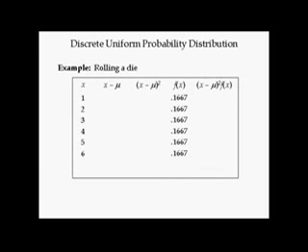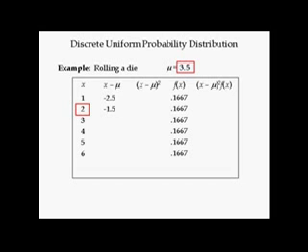Recall we can compute the variance of any discrete random variable. We first must compute the deviations from the mean. There are 6 of these in the rolling the die example. With the mean being equal to 3.5, the first deviation from the mean is negative 2.5. We take 1 minus 3.5, we get negative 2.5.